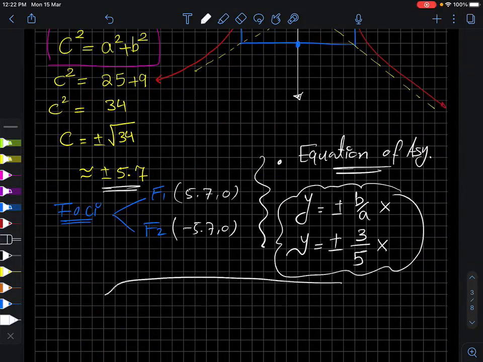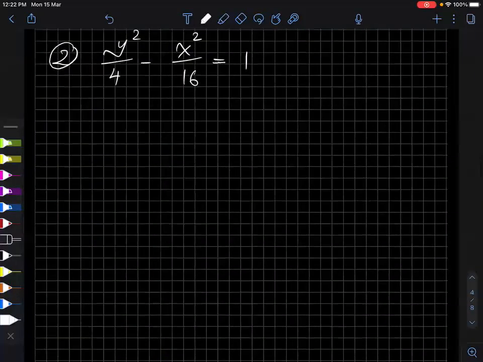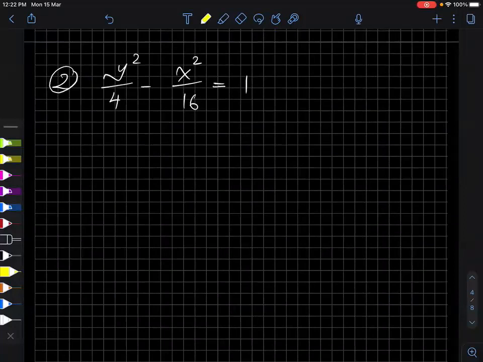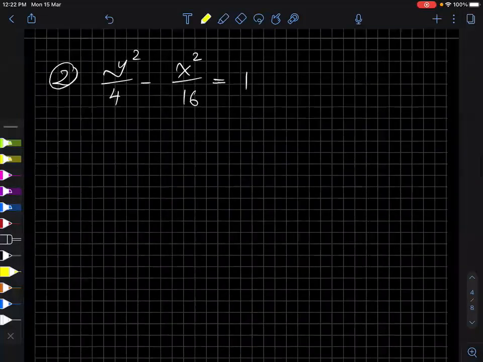And now you got the full mark of your classwork. This is the first question. The second one, number 2, in your classwork: y squared over 4 minus x squared over 16 is 1. So let's ask, who can solve this question, guys? Omar Salama.